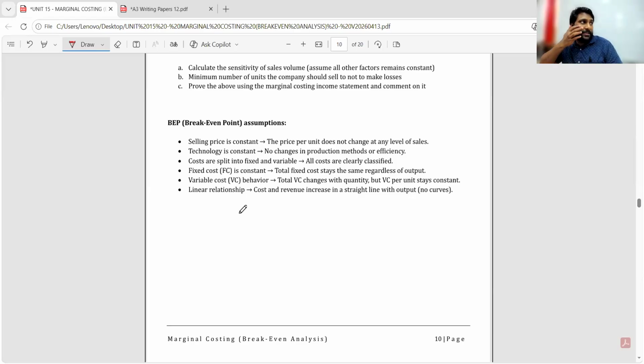And the linear relationship. What is the linear relationship, people? Once you are done with the charts, I'll show it for you. That means always it will be as a straight line. When we draw the chart, you will realize it. The variable cost line and the sales line always will be straight in real world context. So these are certain assumptions that we make in the break-even calculations.